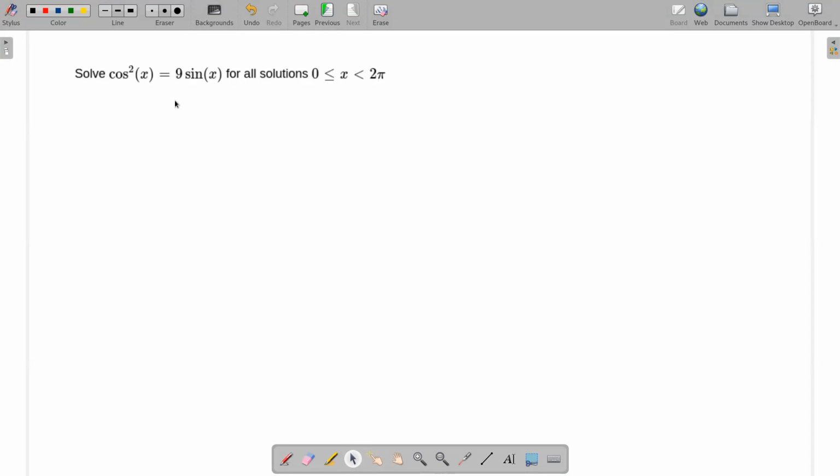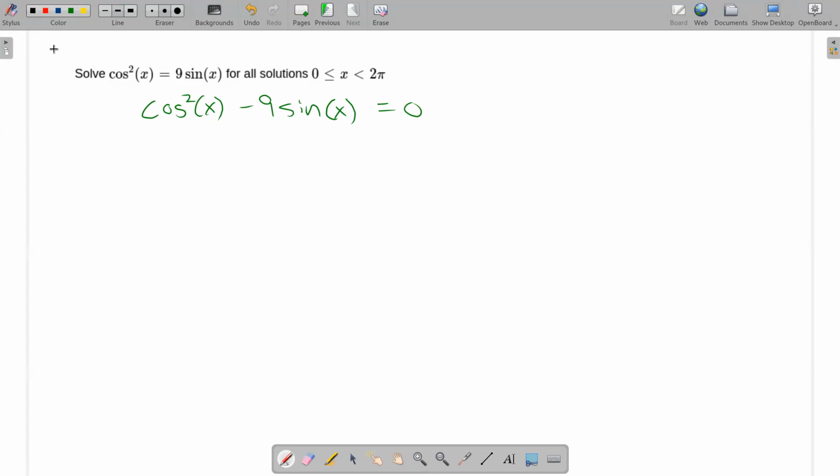Cosine squared equals the sine. With other problems, we got 0 on one side. So maybe I'll subtract that 9 sine over. So cosine squared of x minus 9 sine of x equals 0. Factor, this is a problem. There's nothing to factor. If I can't factor it, then I can't break it apart with the zero product rule. So what else can I do?